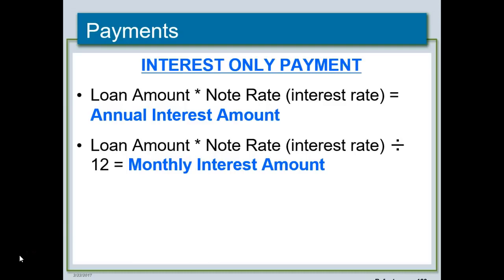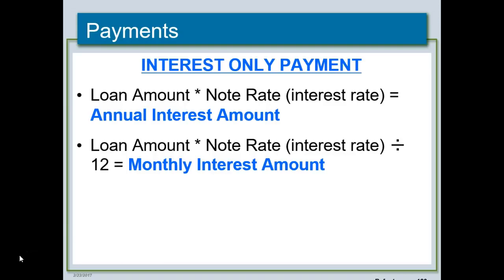Oftentimes they'll say, and what is it going to be for 30 years? Then multiply by 30. Or what is it going to be for 5 years? Then multiply by 5. What is it going to be for half a year? Then divide it by 6. You get it? But you have to start with what is it a year. And that will be the loan amount times the rate, press equal.